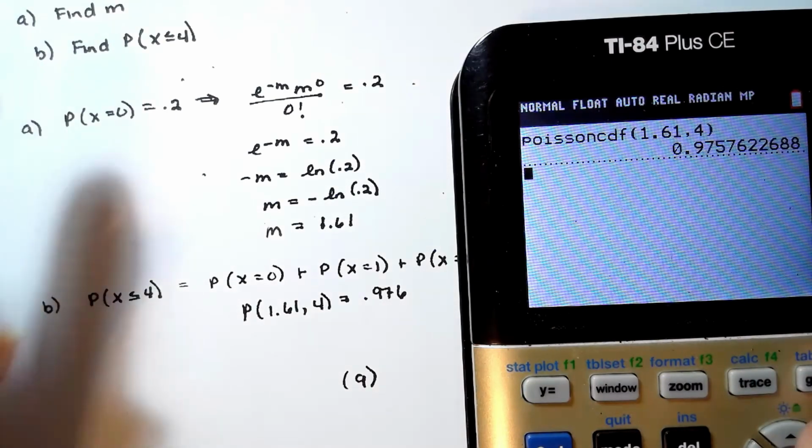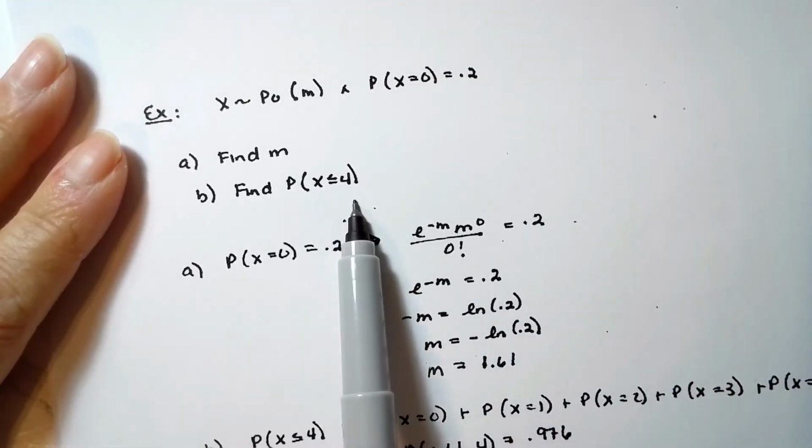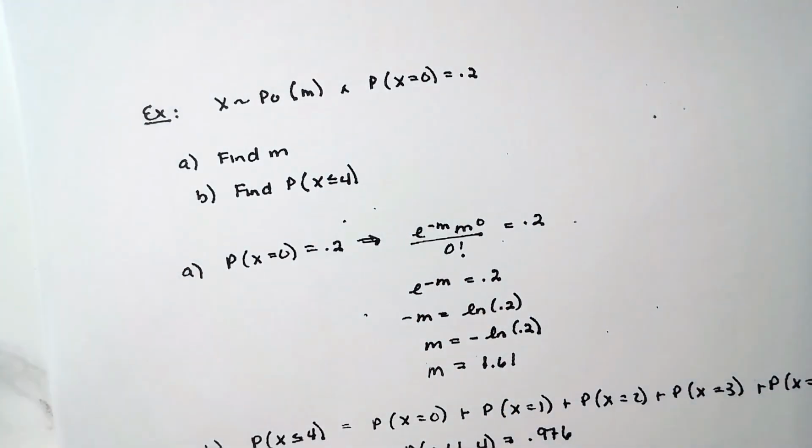That's it. You're either going to find m, or you're going to find the accumulation of probabilities, the sum of the probabilities for something like that. That's all you need to know.